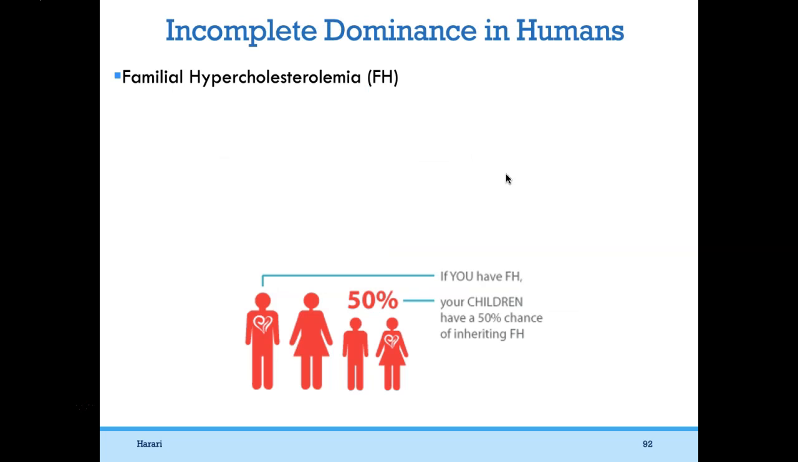So there's an example of incomplete dominance in humans called FH, familial hypercholesterolemia. It's a genetic incidence of high cholesterol, and there are different levels that you can get. If you're a homozygote for the mutant allele, meaning you're homozygous recessive, you have heart attacks during childhood. That's the most severe form.